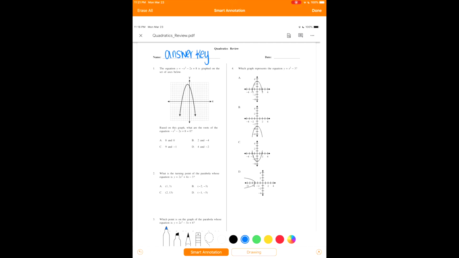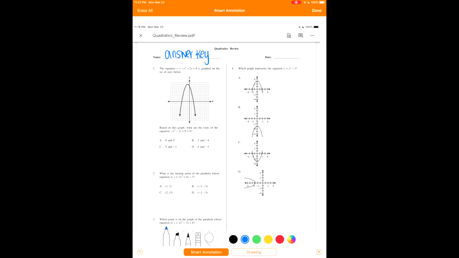You are having a test on Friday. We're not going to learn any more new material before that. So today we're going to do the quadratics review, and then tomorrow you will have a Delta Math, and Thursday I will give you a review sheet, and then Friday you will have your test.